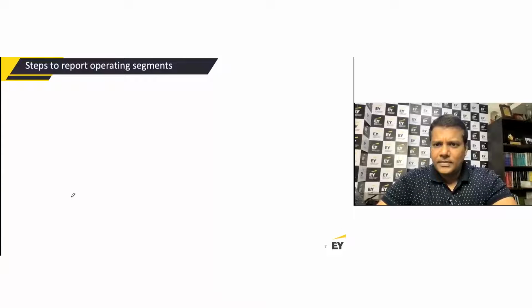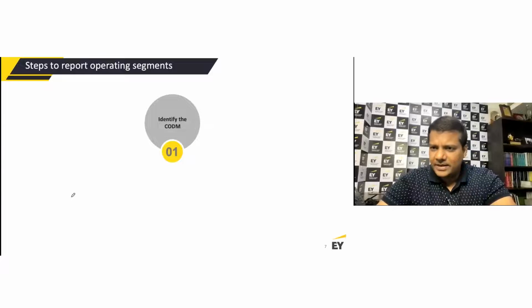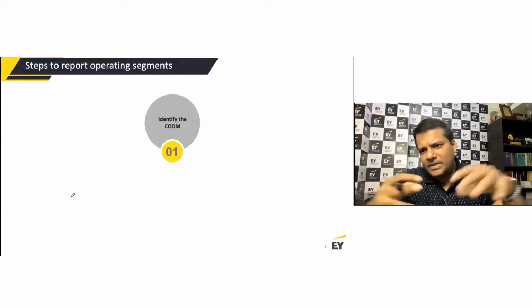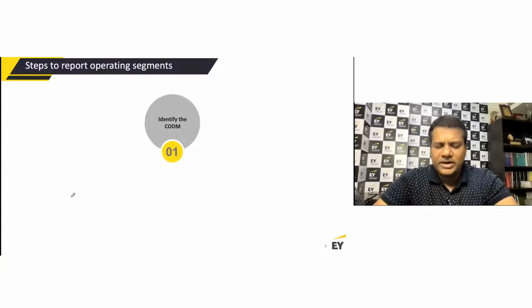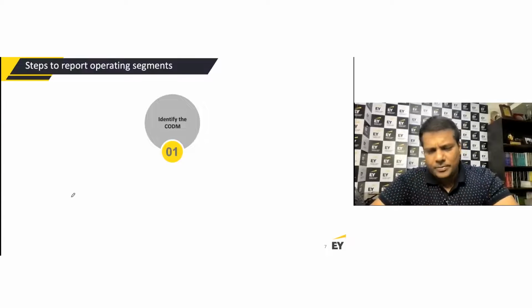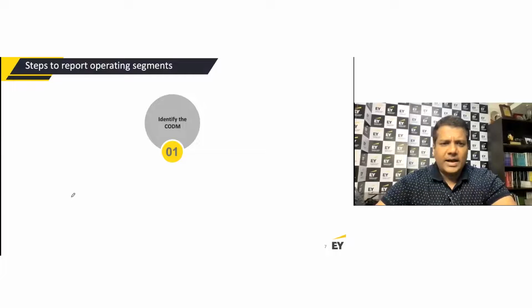Awesome. So steps to report operating segment, right? The first step is identify the CODM. Who is the CODM? CODM is the chief operating decision maker, an individual or a committee who has been entrusted with the responsibility to decide about the direction of the company, about the financial performance of the company, or taking decisions. It could be a person, or it could be a committee as well. And we will go through some examples.